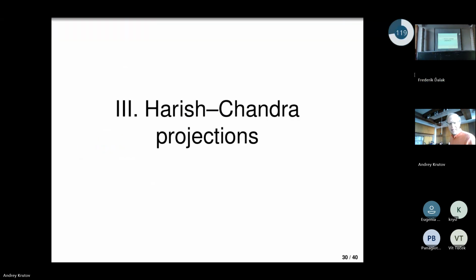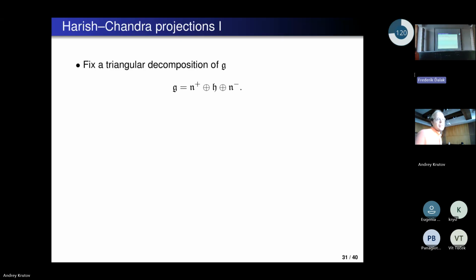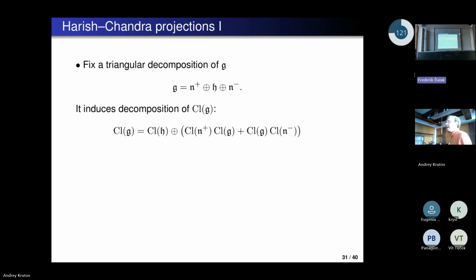All right. Now, the next ingredient will be Harish-Chandra projections. Let me define them and then we'll focus. Let's look first at the case of just the Lie algebras. We have a triangular decomposition, positive and negative roots, and Cartan subalgebra. Then we can decompose our Clifford algebra in the following manner. We know that this is an orthogonal decomposition with respect to the form, so that's why we can write it like this.